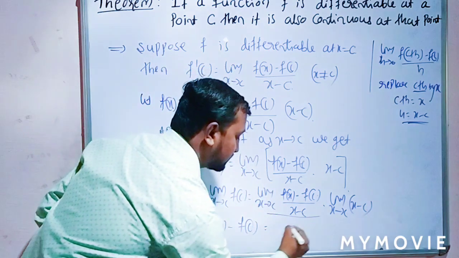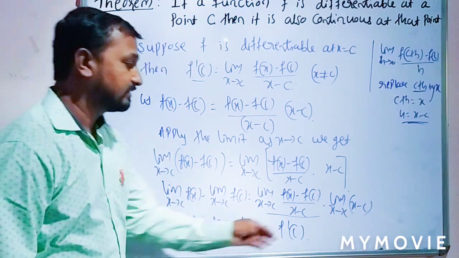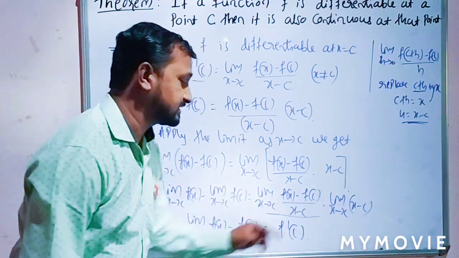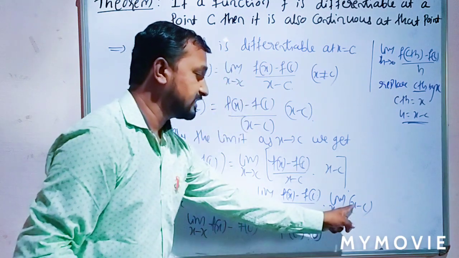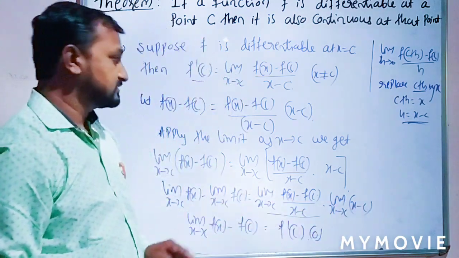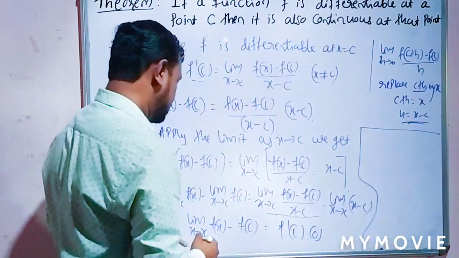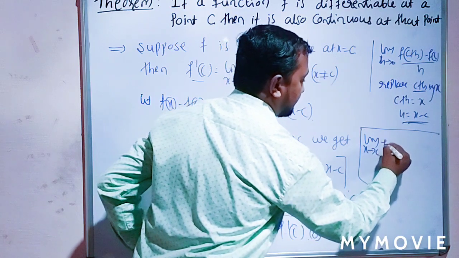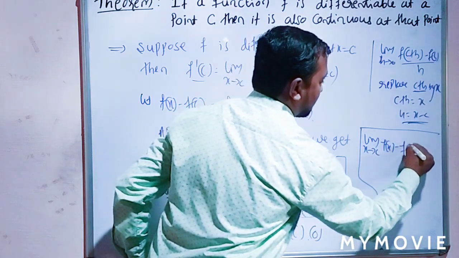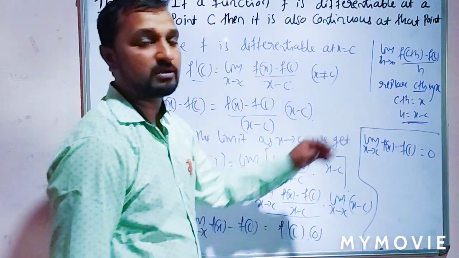This whole expression should be written as f dash of c into the limit as x tends to c of x minus c, which is c minus c, so it should be 0. Is that clear? Then limit of x tends to c, f of x minus f of c is equal to 0. Then f of c is shifted to the right hand side.